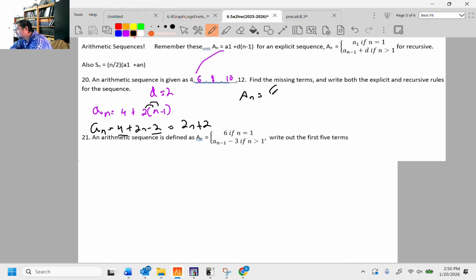You got your set of curly braces. a sub 1, which is 4, if you're at the first position. And then a sub n minus 1 plus d if n is greater than 1. So a sub n minus 1 just stays a sub n minus 1. And then we have plus the difference, and the difference was 2. And that, again, we have to finish it: if n is greater than 1. Easy peasy lemon squeezy.